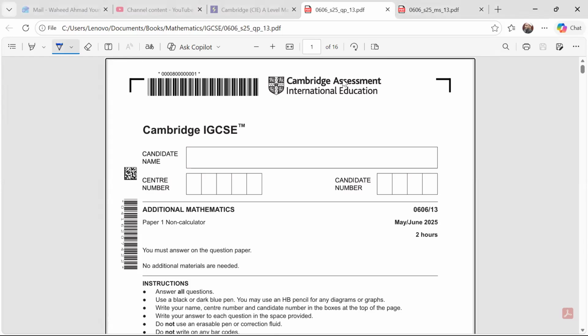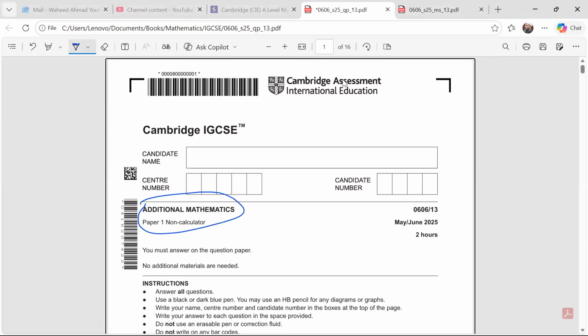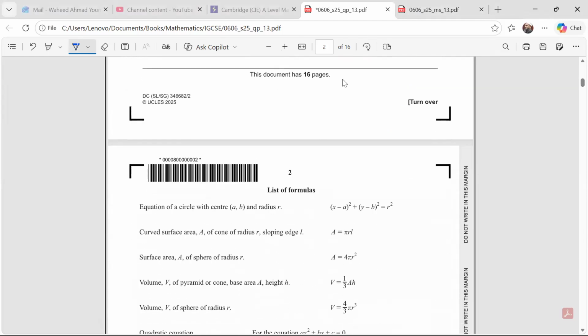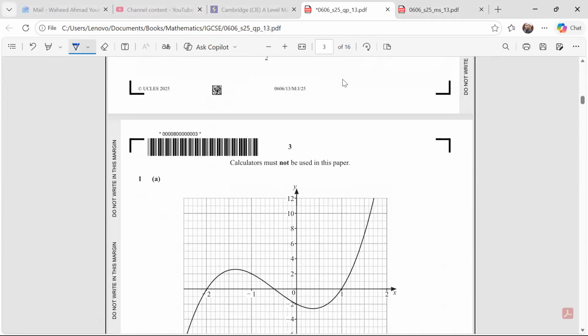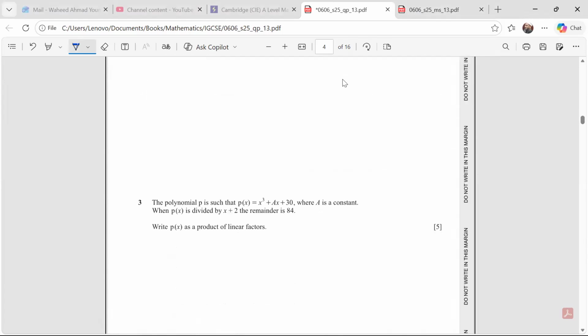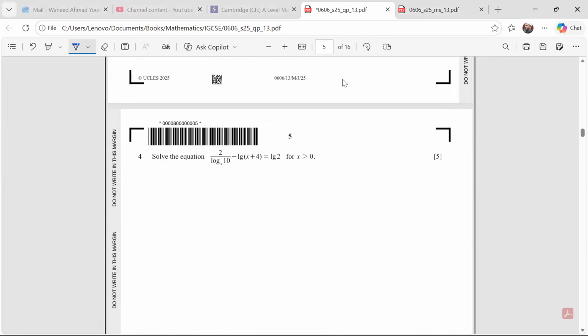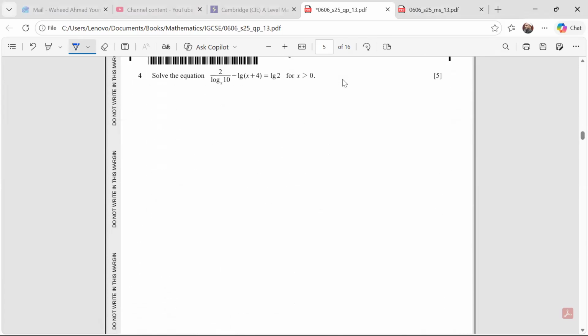We have been solving these past papers, Additional Mathematics, paper 1, May/June 2025. We have already solved a couple of questions in this paper. Let's go to question number 4. We have solved questions 1, 2, and 3, so we will do question number 4 right now.